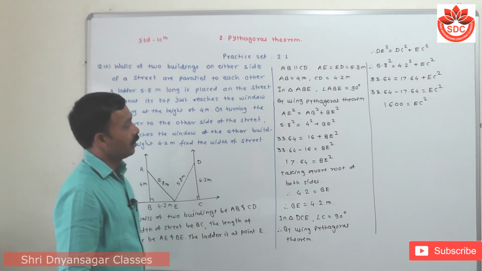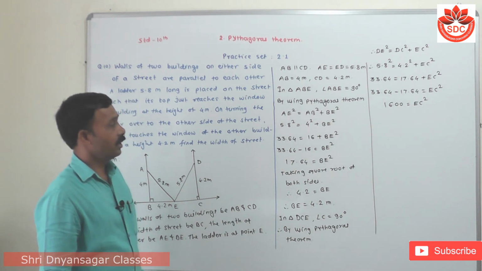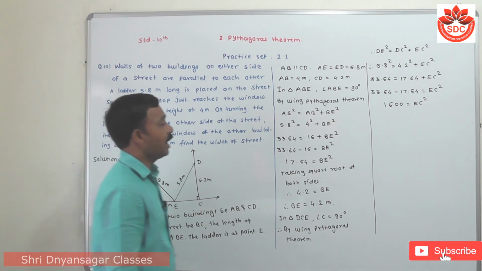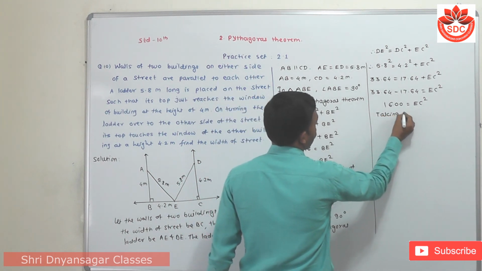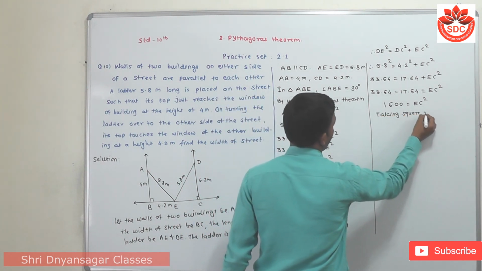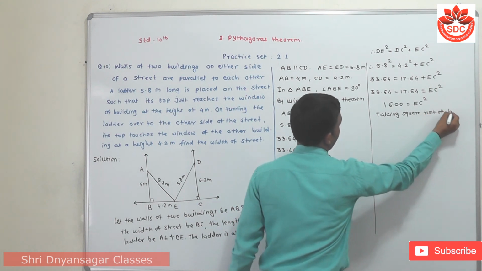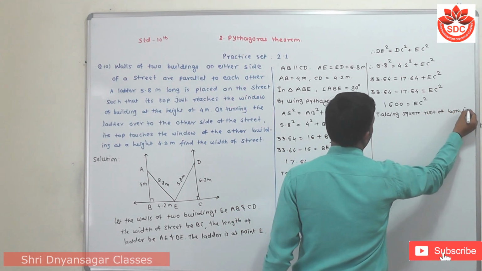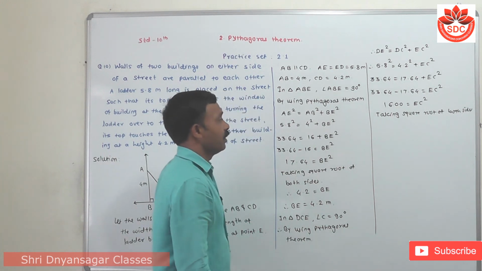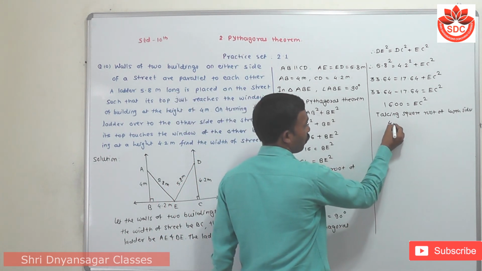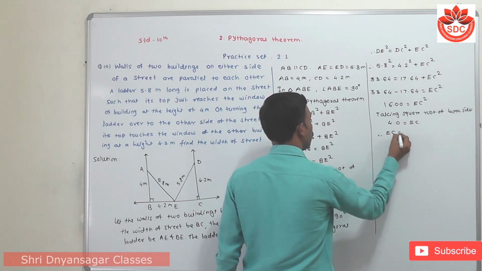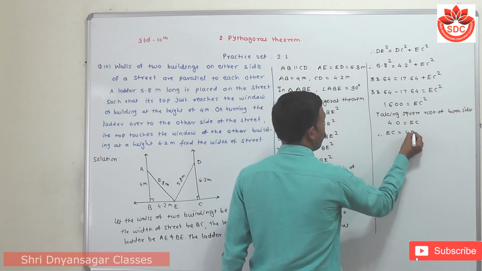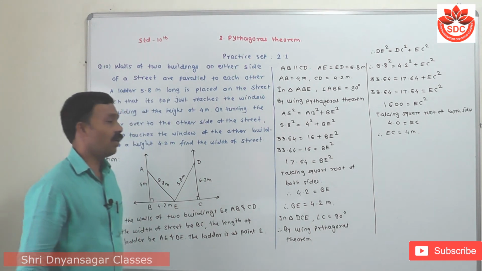1600, after 2 digits we get the decimal point, so taking square root of both sides. What is the square root of it? This is 4.00, means that 4.0 is equal to EC, therefore EC is equal to 4 meter. This is the value of EC.